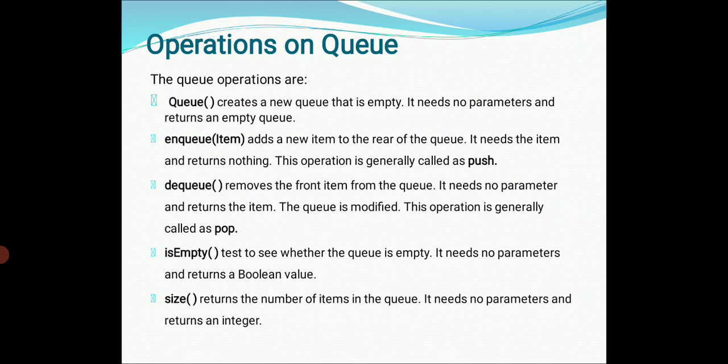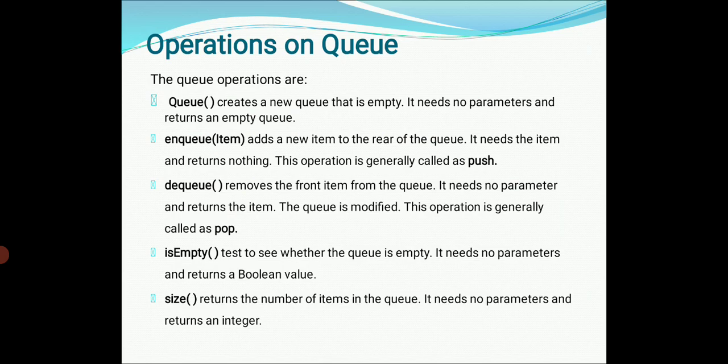The second operation is enqueue. It contains the parameter item. It adds a new item to the rear of the queue. It needs the item and returns nothing. This operation is generally called the push operation.